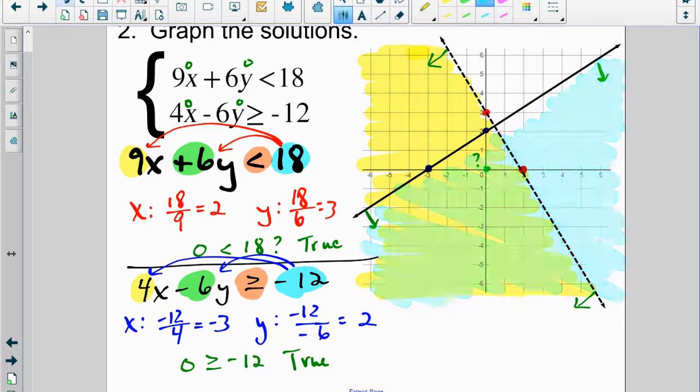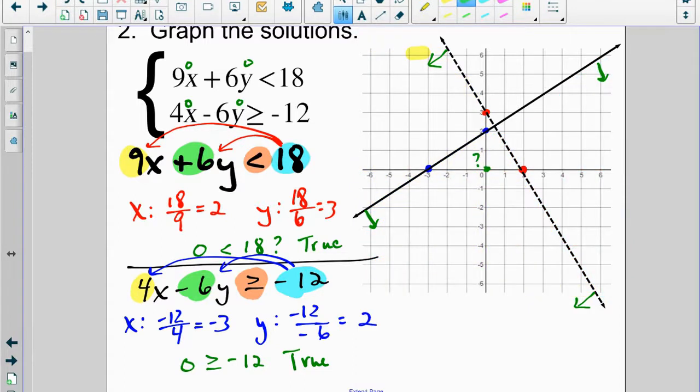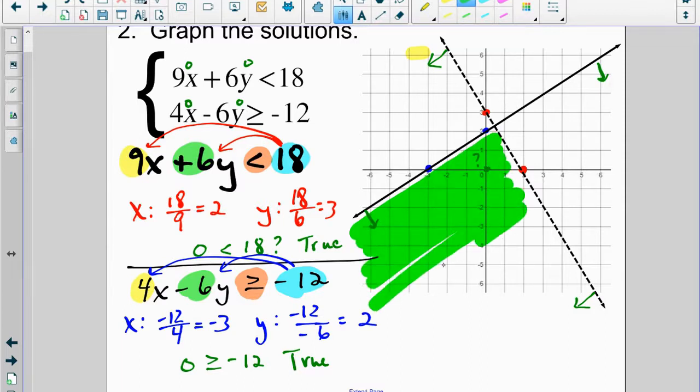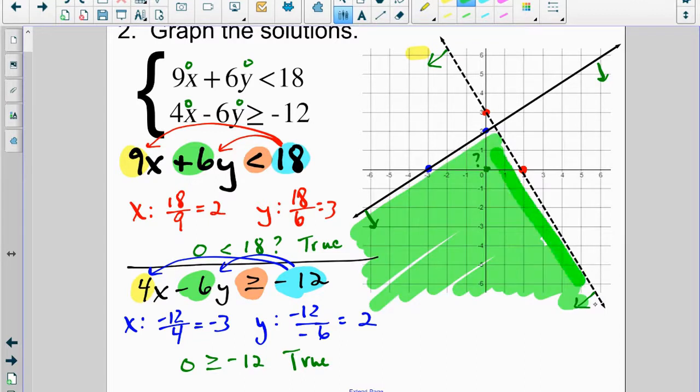So I'm going to undo the highlighter, and I'm only going to highlight the area that contains the solutions. All of those ordered pairs, if we plug them in for x and y, would make both inequalities true at the same time.